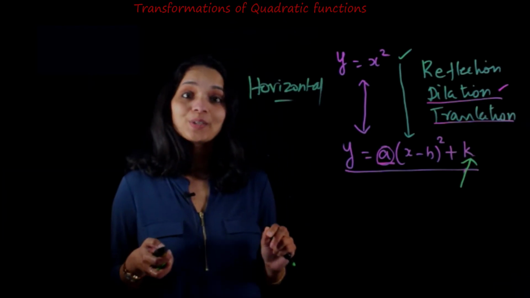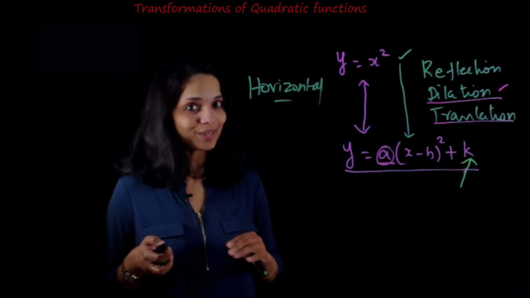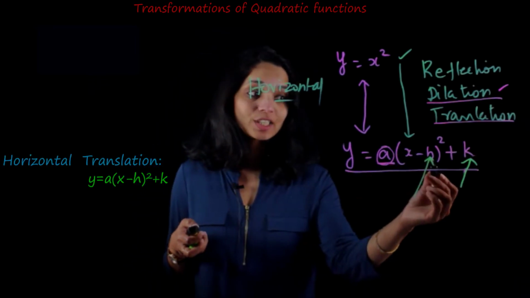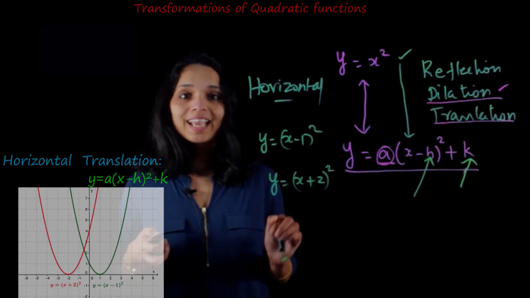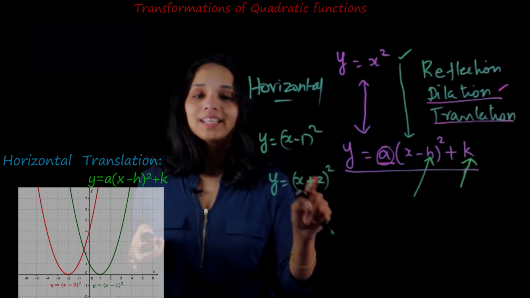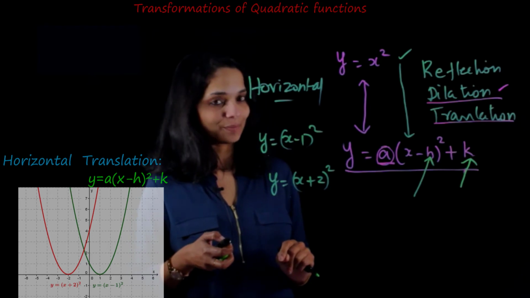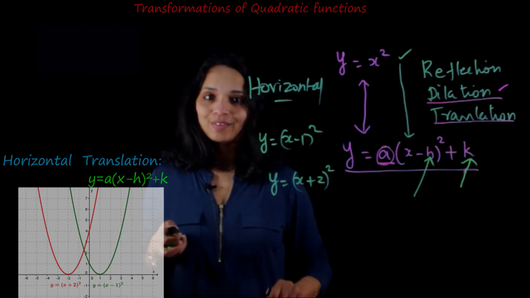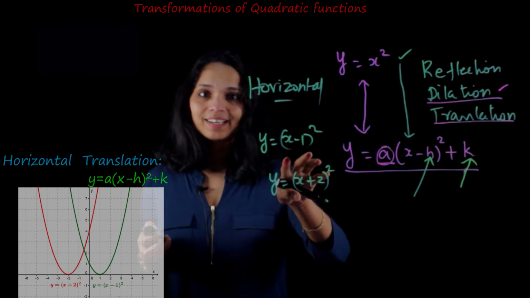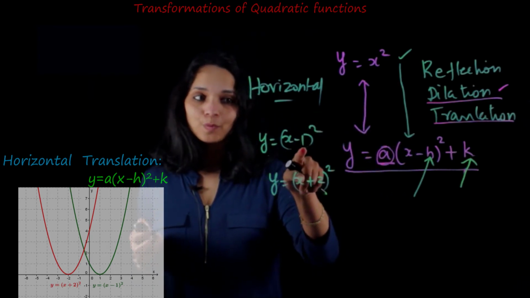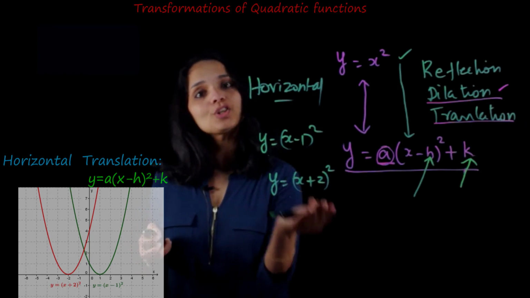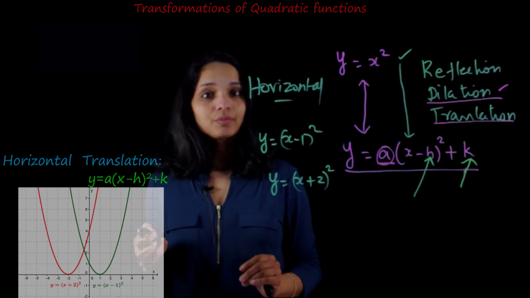Okay, now let's see what the horizontal translation is. How can you determine whether the graph is horizontally translated? Horizontal translation is determined by h. Let's look at two different graphs: y equals (x − 1)² and y equals (x + 2)². This is the green one and this is the red one in the graph. What is the difference? This one is translated to the right by 1 unit, and this one is translated by 2 units to the left.